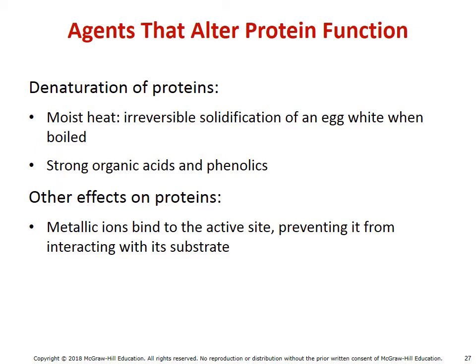Another thing that's commonly used for this is organic acids and phenols. The idea here is these things can disrupt the structure, causing again denaturation. Other things include metallic ions that actually can bind to active sites, preventing them from even doing their job. And so metallic ions often can disrupt enzymes and their function.